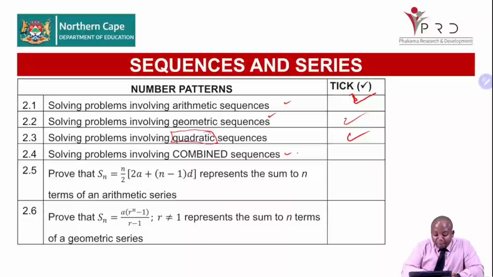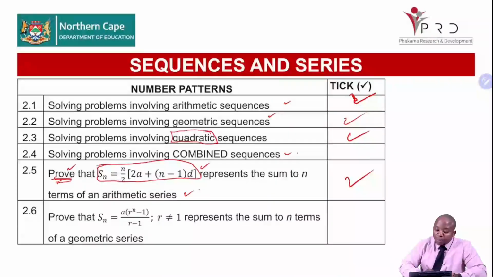2.5, am I able to solve problems using the sum of the arithmetic, where I prove the Sn, the sum to arithmetic in this case, where this Sn represents the sum to n terms of an arithmetic series. So we need to know the proof, and remember the proof, we can say this is our book work, this is what we must practice in our books, and we must have in our activity books.